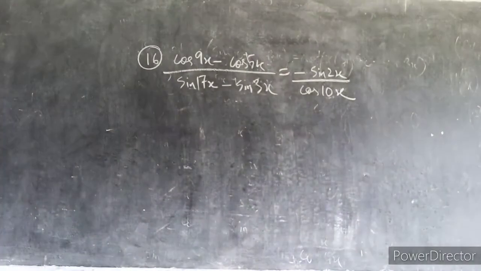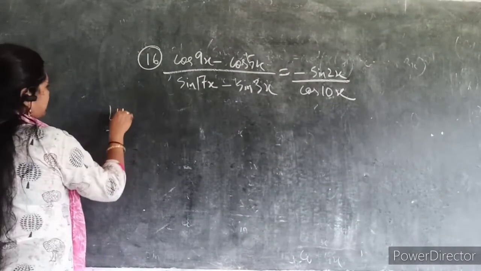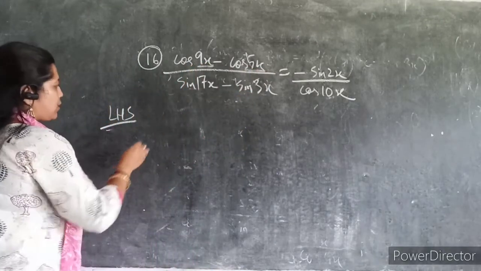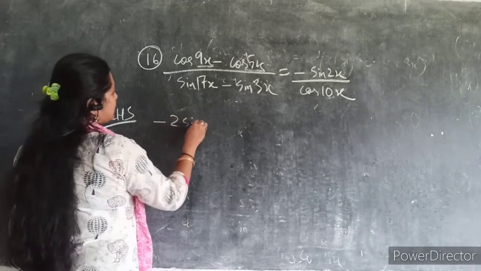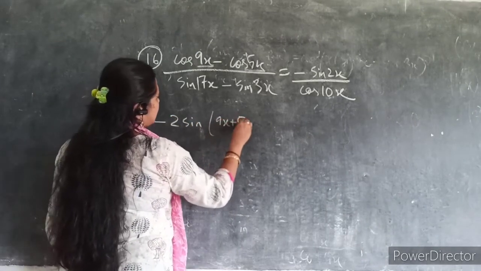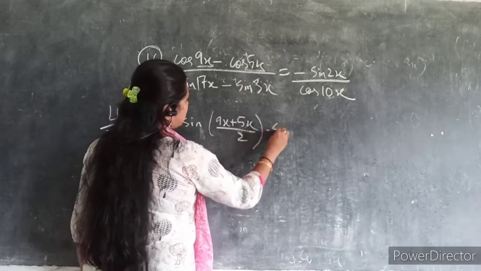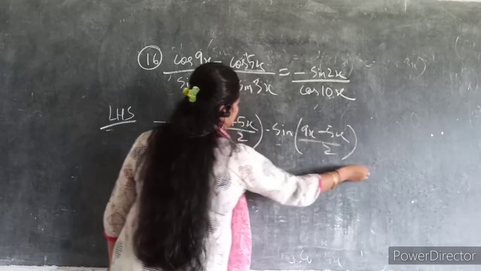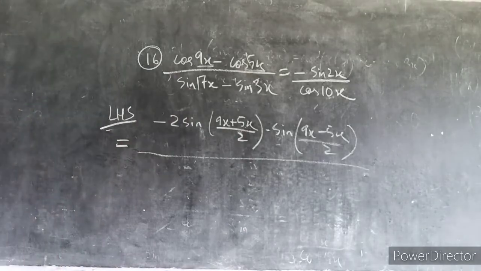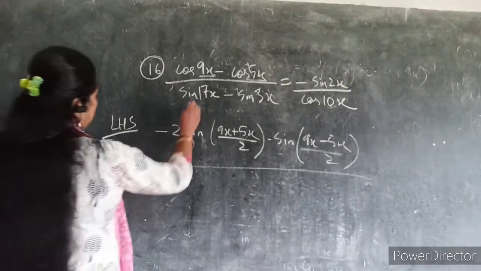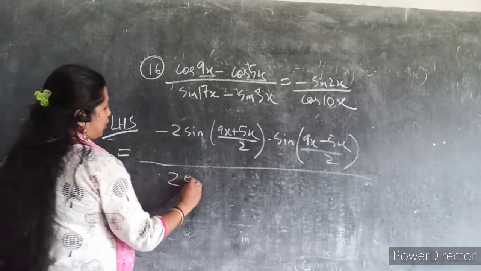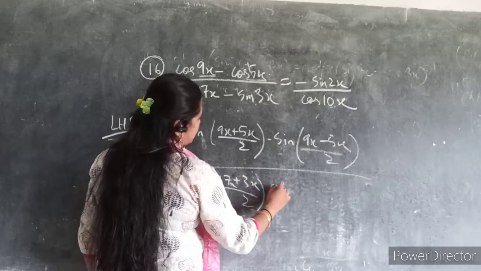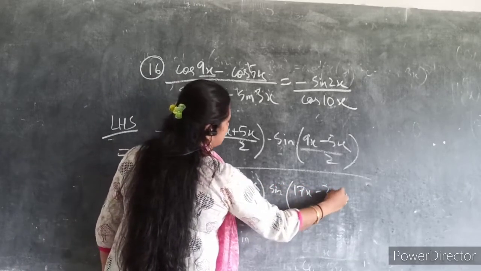Okay, so here let us take the left hand side. That is cos, this will be x, this will be y. So cos x minus cos y is how much? Minus 2 sin (9x plus 5x) by 2 into sin (9x minus 5x) divided by 2. Again, whole divided by sin x minus sin y, that is 2 cos (17x plus 3x) by 2 sin (17x minus 3x) by 2.